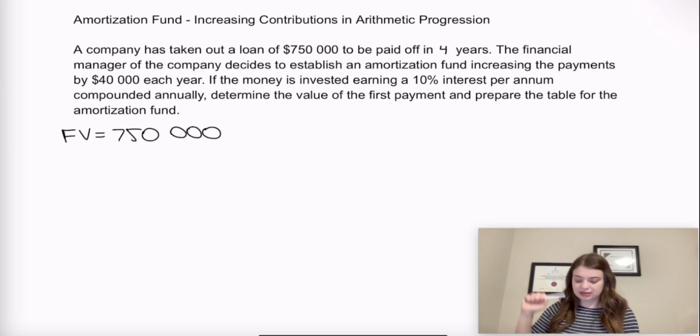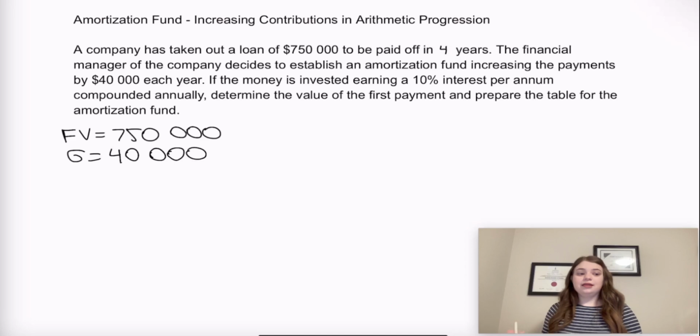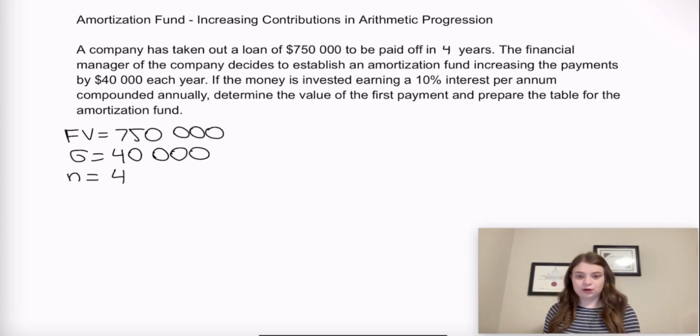Now, in order to tackle this, we're going to be making annual payments, and the payments are going to increase by $40,000 each year. So that tells us that G, the gradient amount, is $40,000, since that's how much extra we're going to be paying every year compared to the previous year. N is going to give us the number of payments. In this case, it's 4 because it's one payment every year for 4 years.